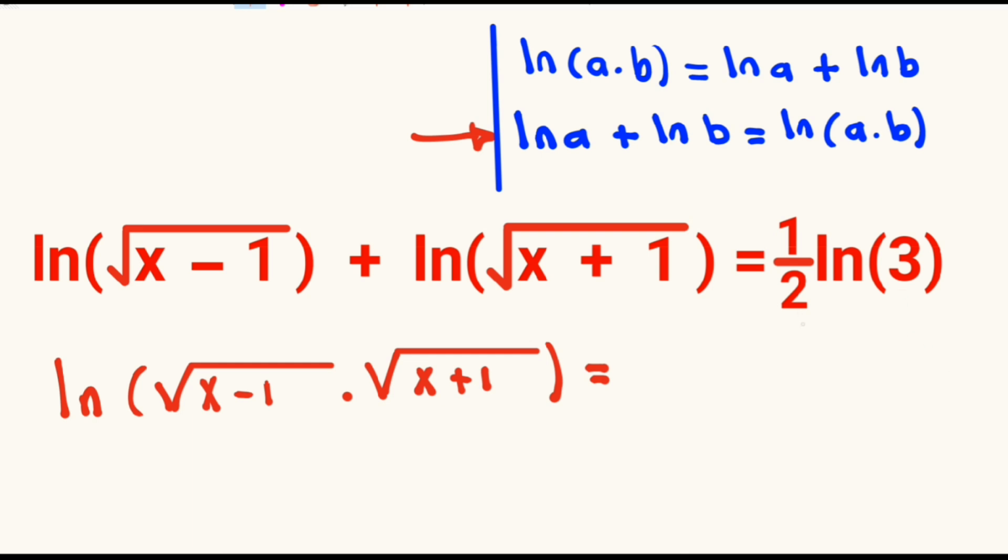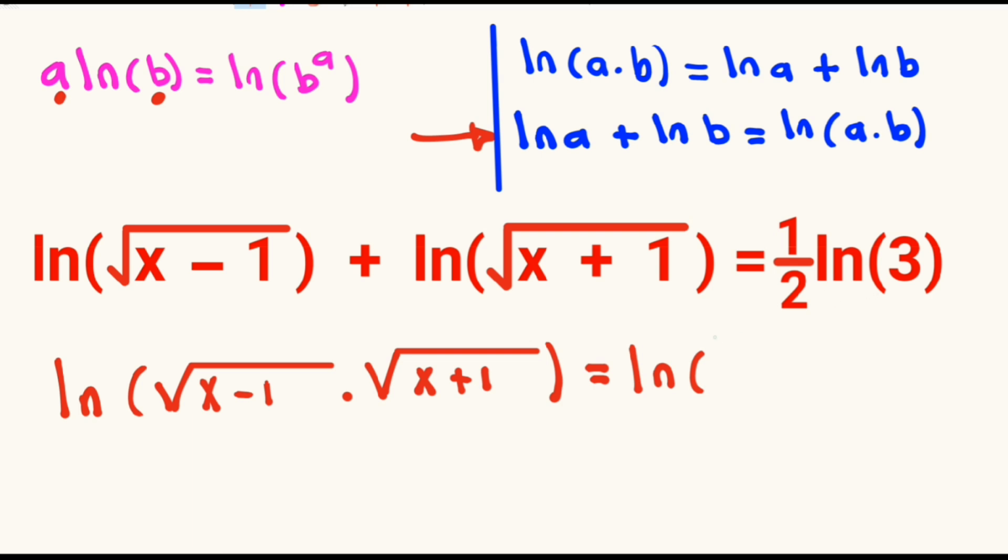And for the half multiplied by ln 3, we use the logarithmic law that states that if we have a multiplied by the ln of b, this will be equal to the ln of b raised to the power a. So the a, which was multiplying with the ln, will be the exponent of what's inside the ln. So the half will move from multiplying with the ln to being the exponent of the 3, which is inside the ln.